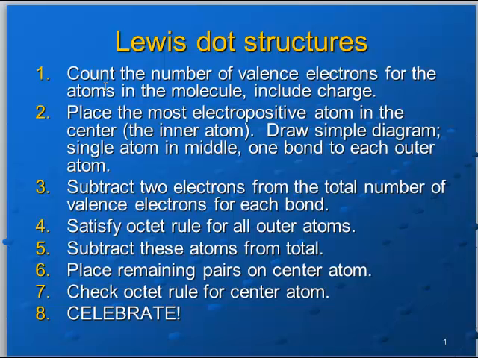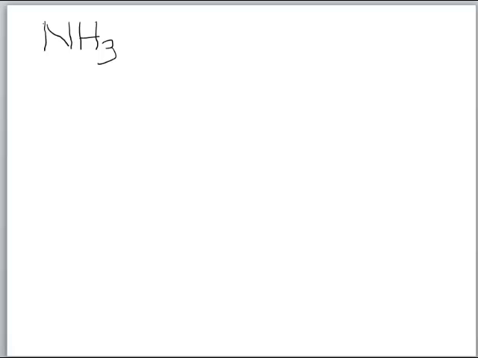So remember, our first rule: count the number of valence electrons and then place the most electropositive atom, or the single atom, in the center. Draw a simple diagram, one bond to each outer atom, and then subtract those. So we'll do that all kind of in one big step here.